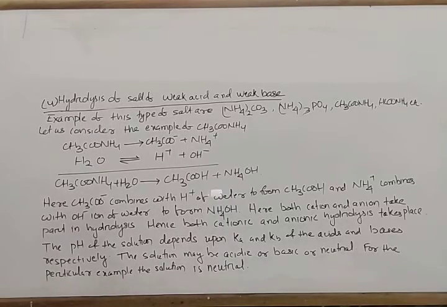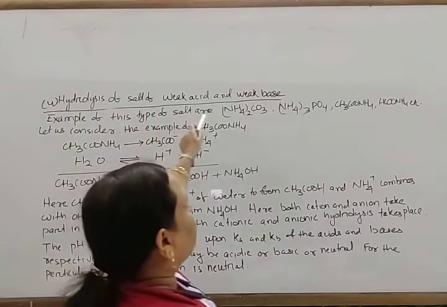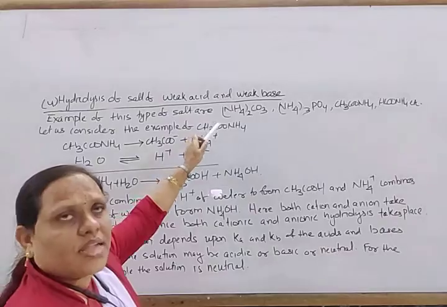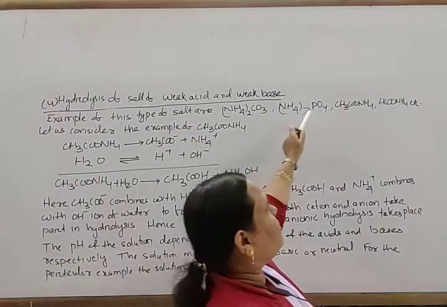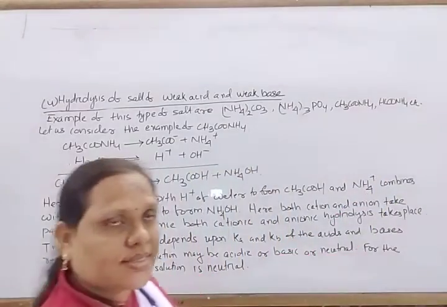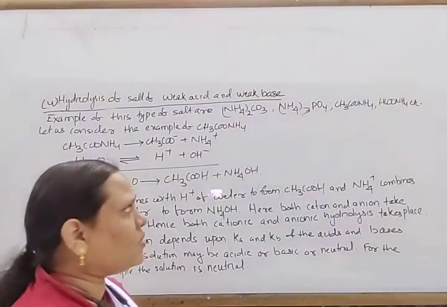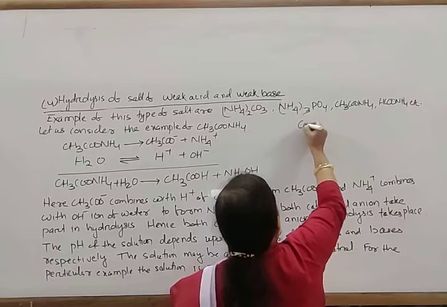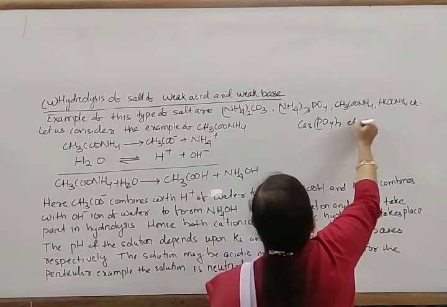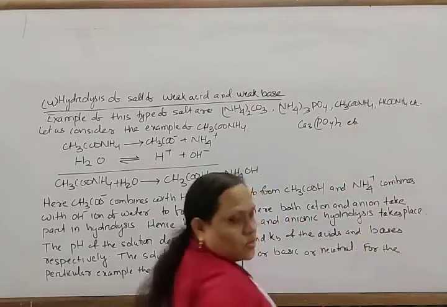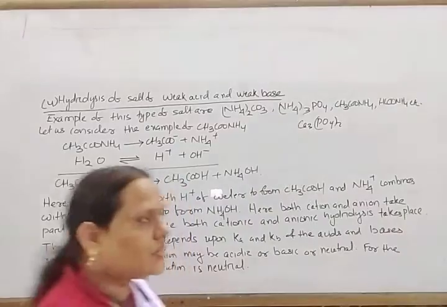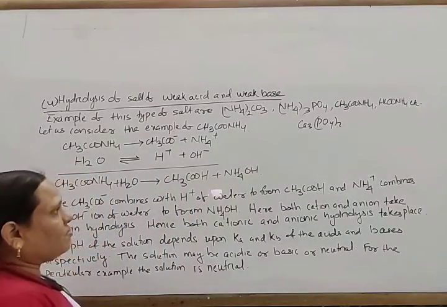Next, coming to the hydrolysis of salt of weak acid and weak base. Some examples of this type of salt are ammonium carbonate, ammonium phosphate, ammonium acetate, ammonium formate, etc. Calcium phosphate also, Ca3(PO4)2. Okay, so this is also one example of this type of salt. This is the salt of weak acid and weak base.